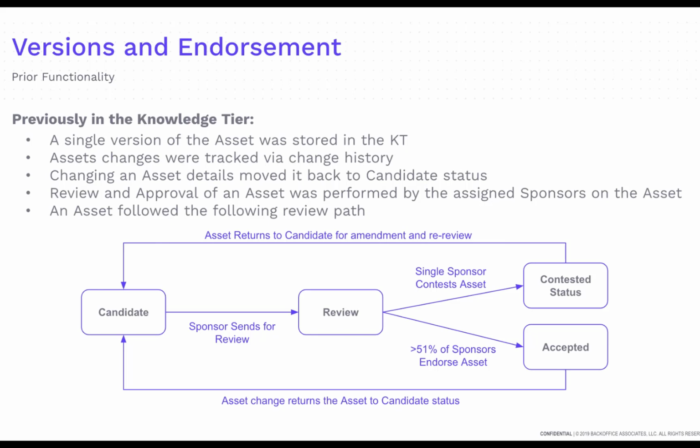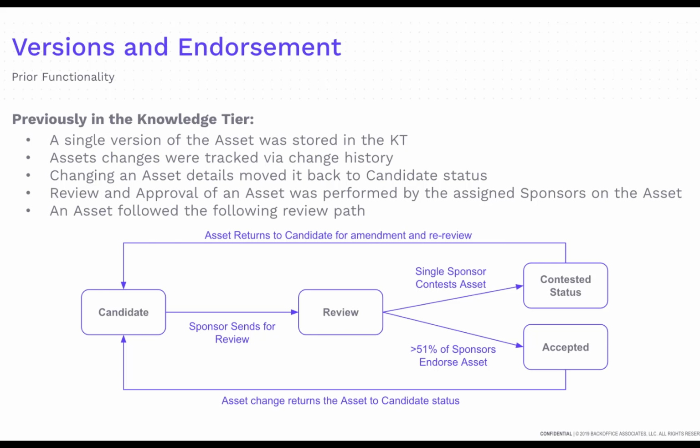So this is the major change as well with the new version. And an asset followed the following review path below. So we have a candidate status asset. So someone has created a new asset in the system or has made a change to an existing asset. And then the sponsors of that asset had the option to send that asset for review. It moved into an in-review status, and then the review notification would be sent to each of the sponsors assigned to that asset.